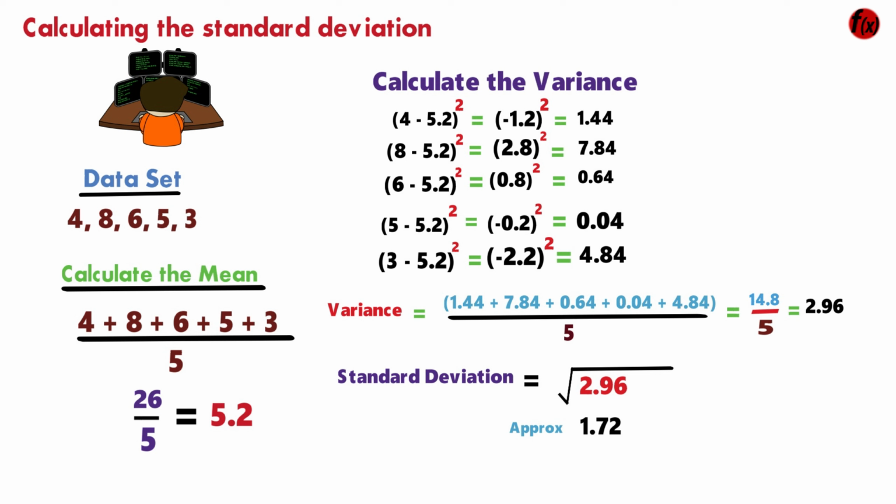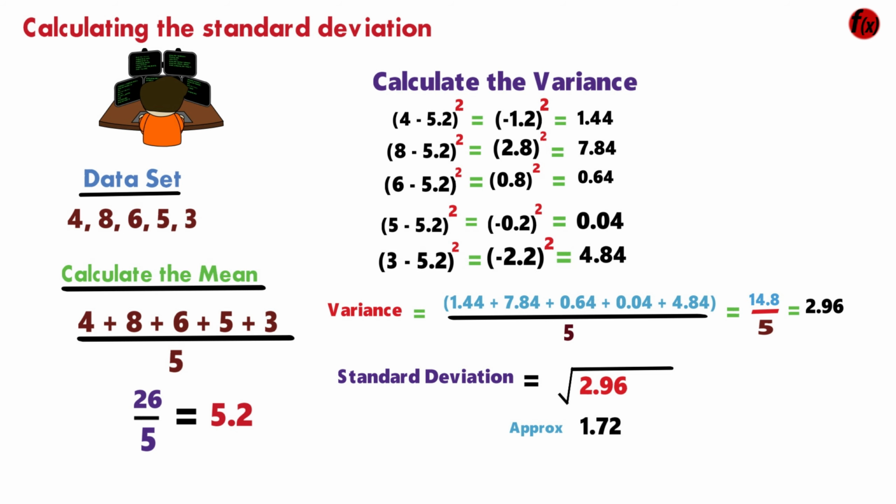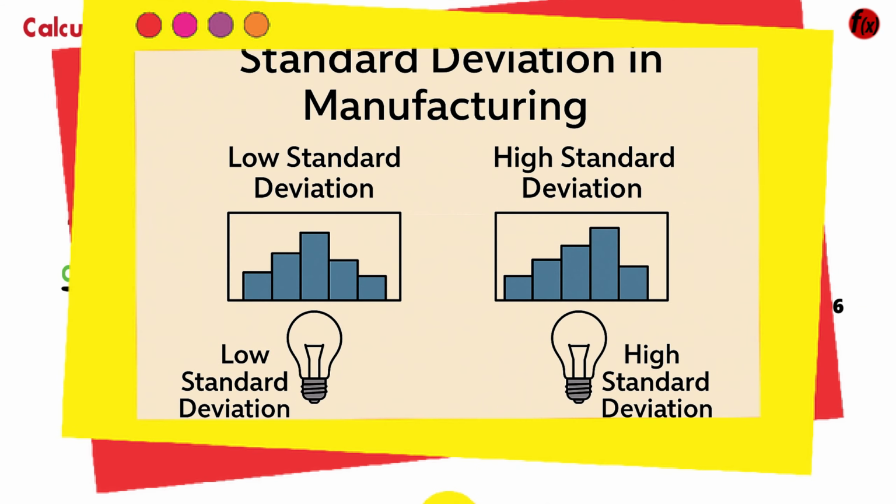2. Quality control in manufacturing. In manufacturing, standard deviation is used to monitor and control the quality of products. For instance, a company producing light bulbs may measure the lifespan of a sample of bulbs. By calculating the standard deviation of the lifespans, the company can determine how consistent the product quality is.